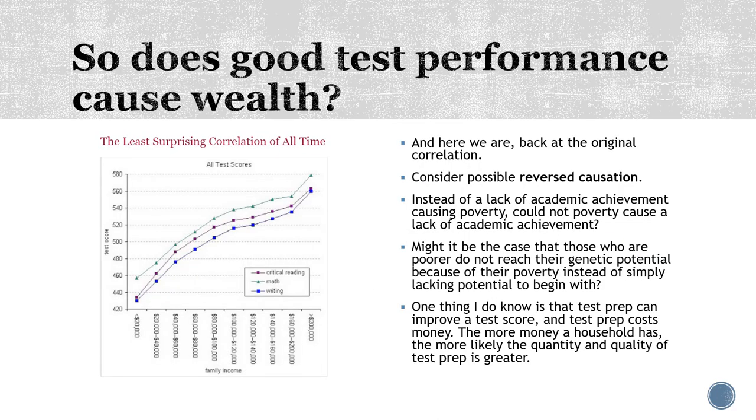And so here we are, right back at this original correlation. Again, the genetics hypothesis doesn't look that great. And so what we want to do is maybe consider possible reversed causation. That is, instead of a lack of academic achievement causing poverty, could not poverty cause a lack of academic achievement? Right. And so another way to put that is, might it not be the case that those who are poorer do not reach their genetic potential because of their poverty, instead of simply lacking potential to begin with?